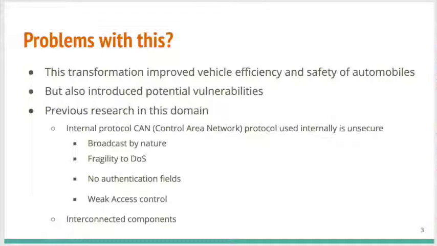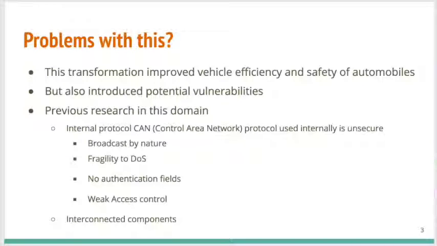The CAN protocol was broadcast by nature, so whatever packets were sent on its bus were picked up by whatever components needed to read it. Obviously this presented a security challenge, because if you could inject malicious packets, all the components would be reading it. Secondly, it was fragile to denial of service because the CAN bus protocol had two priorities, a high priority packet and a low priority packet. So if you continuously sent out high priority packets, the low priority packets would never be read by the system. Thirdly, there was no authenticator field, so the components listening on the bus had no idea who was sending what, and there was no way of verifying any of this.